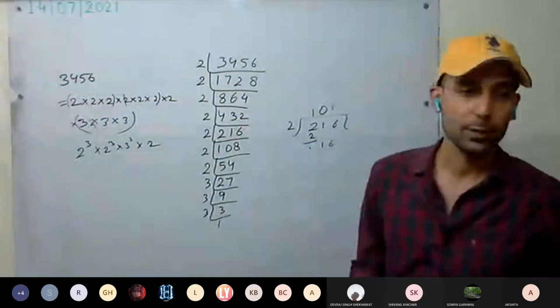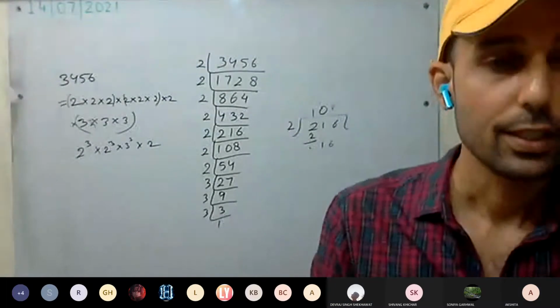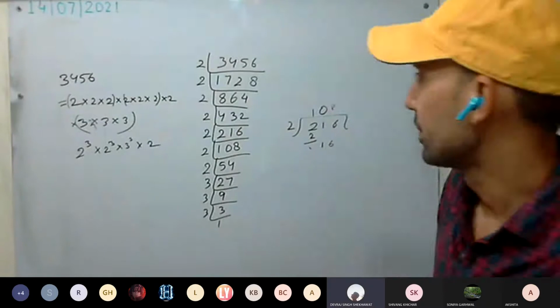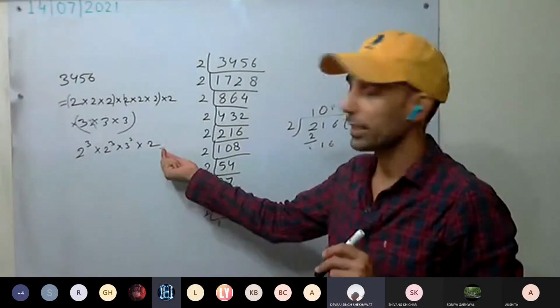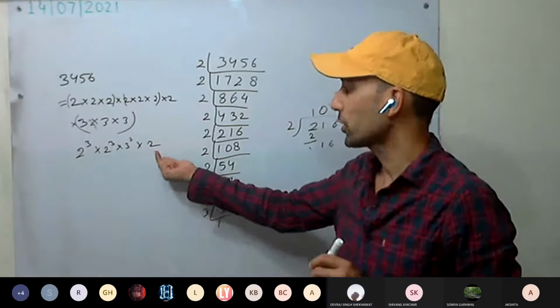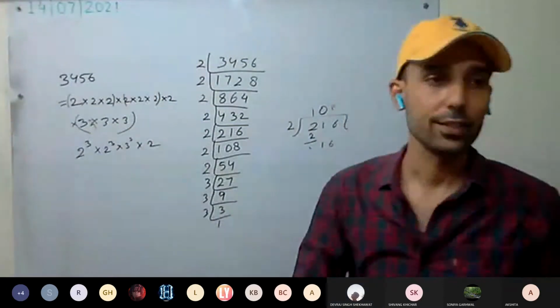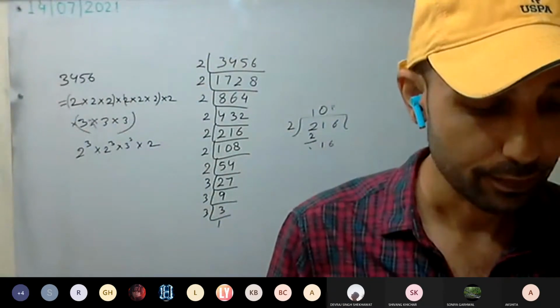So is it a perfect cube? No, sir. Okay. How to make it a perfect cube? Sir, by multiplying it by 2 square. 2 square, that is 2 into 2. Okay. And by what should it be divided? By 2. Then we get the resultant number as a perfect cube. Okay. This you all have understood?